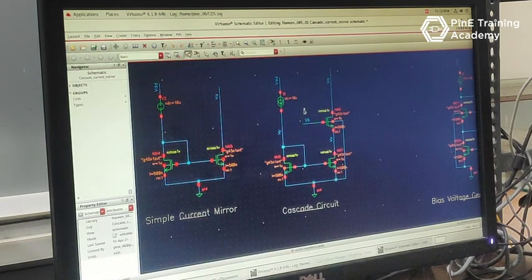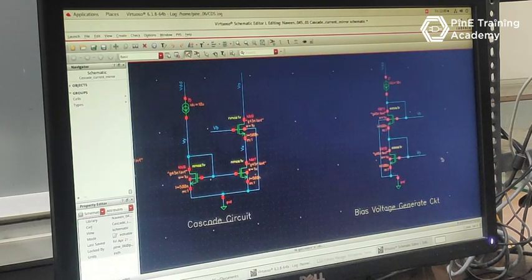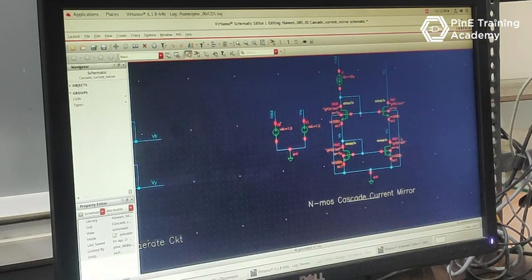In simple words, this transistor requires one more diode connected transistor. So this is a bias voltage generation source. It means in this circuit, one more diode connected transistor will be connected. And finally, this is the NMOS cascode current mirror circuit.